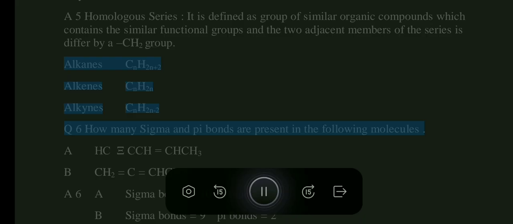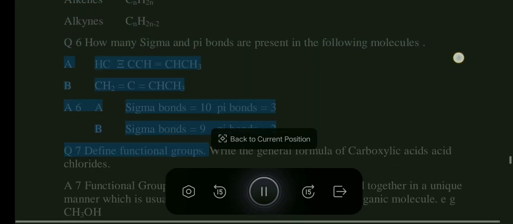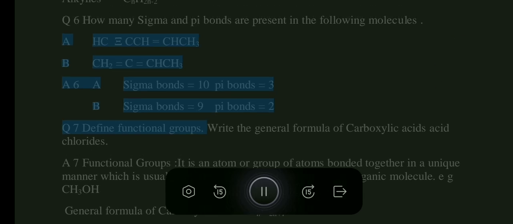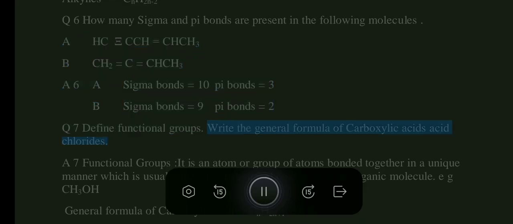Q6. How many sigma and pi bonds are present in the following molecules? A. CH≡C-CH=CH-CH3, B. CH2=C=CH-CH3. A6. A: sigma bonds = 10, pi bonds = 3. B: sigma bonds = 9, pi bonds = 2. Q7. Define functional groups. Write the general formula of carboxylic acids and acid chlorides.